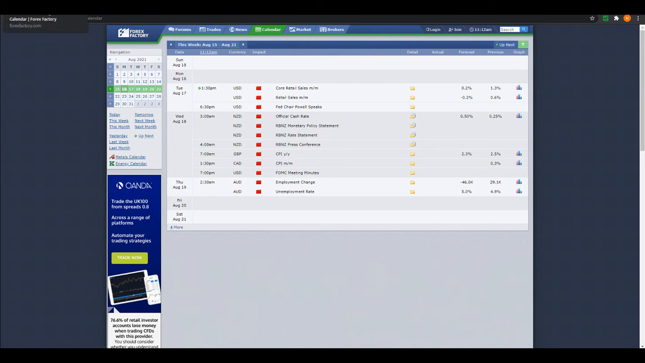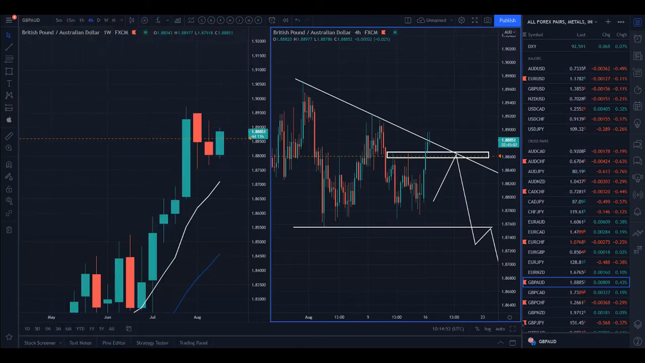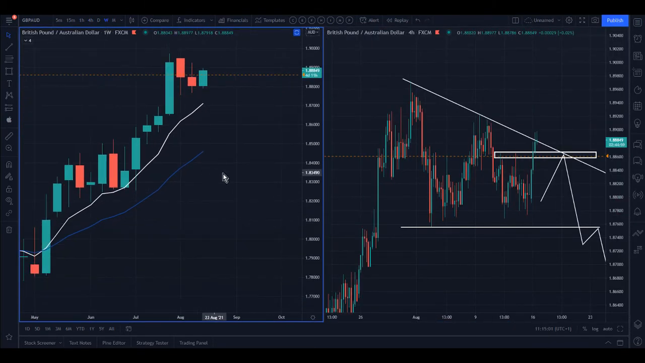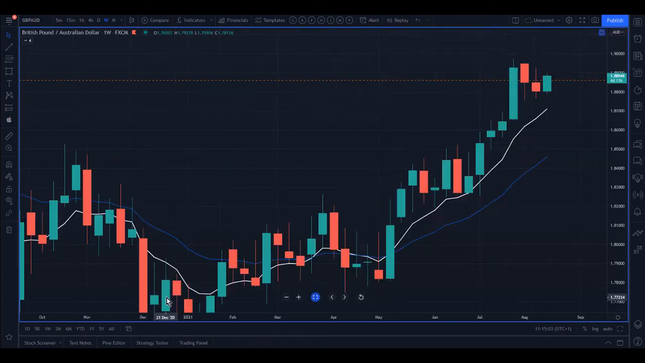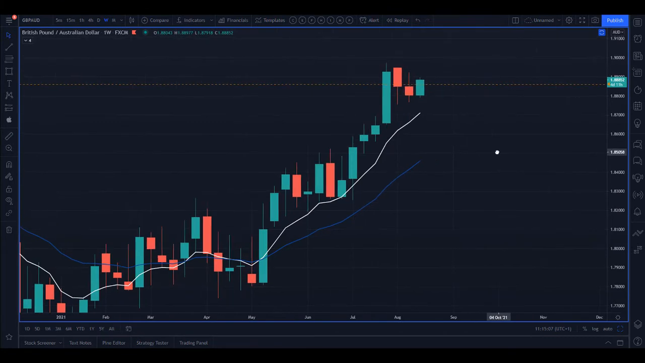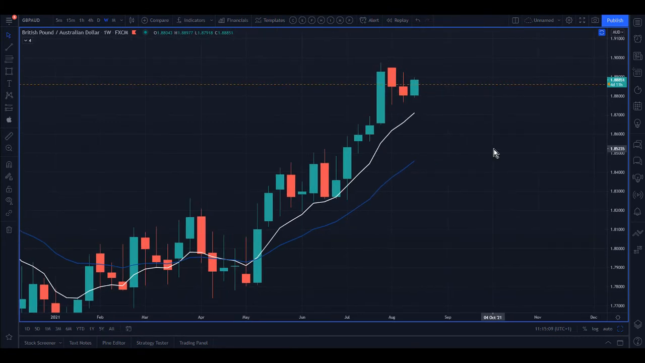So let's move this out the way. Just a few things on my watch list. Okay, I'm looking for pound Aussie shorts. Now you're probably looking at this weekly time frame and thinking, well, it's a very bullish pair, which it is. But I'm looking for that pullback now into the 8 moving average.